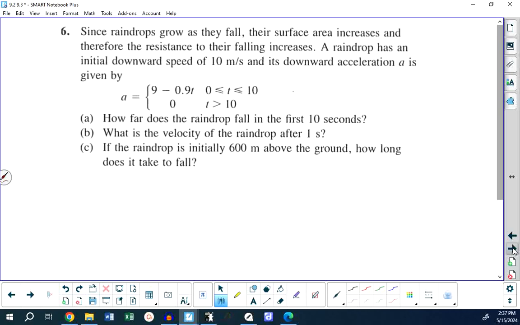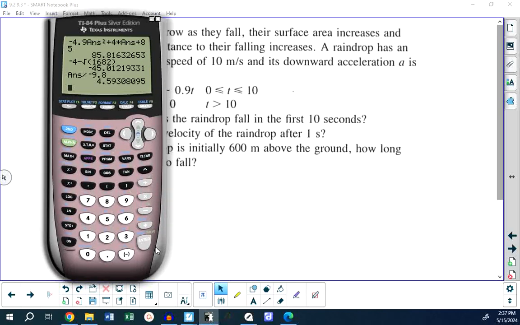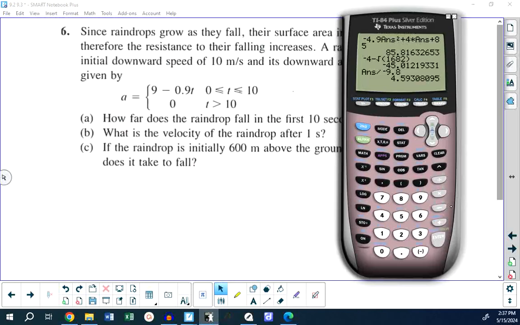And I just want to take a minute and talk about this a little bit. This is a formula for acceleration for the first 10 seconds of travel for a raindrop. I'm going to put that in for y, not to look at a graph, but to look at my table. I meant to go 0.5 because it's for 10 seconds or whatever. So half a second later, its acceleration is less.